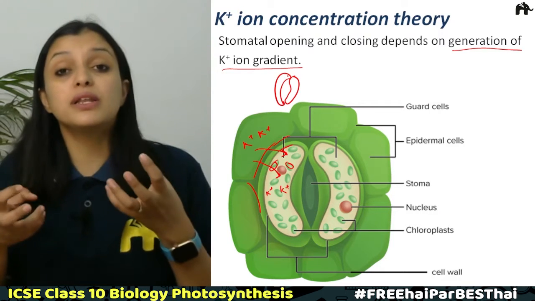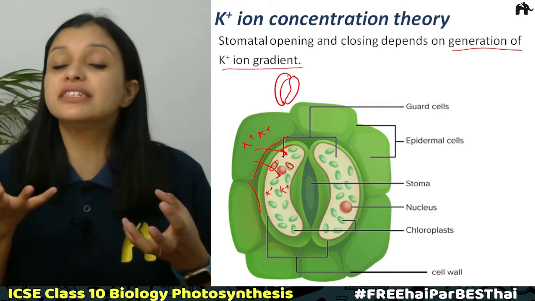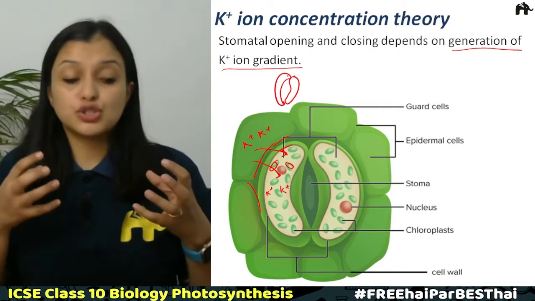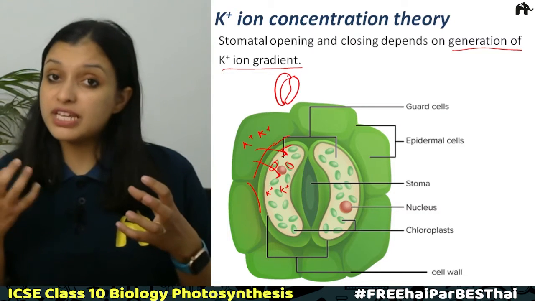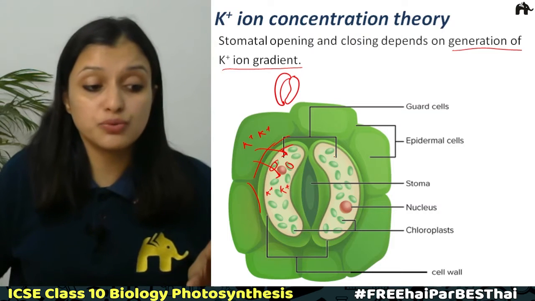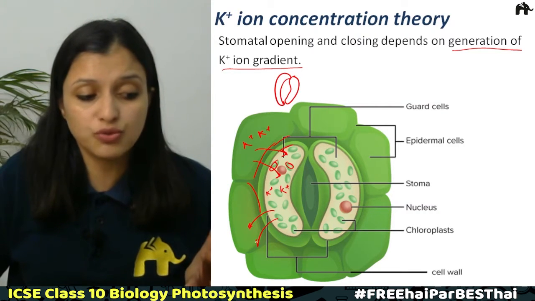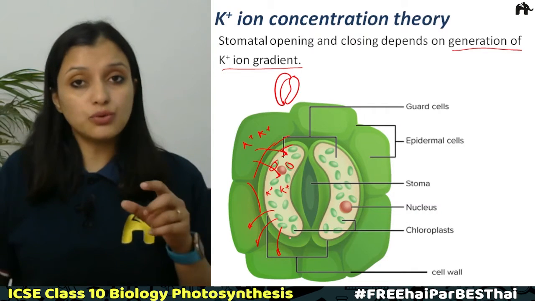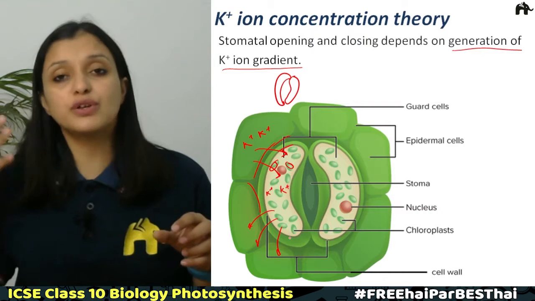Hence, they will lose the extra water that is inside these guard cells. Correct? Why are they losing water? Because the K positive ions which were initially present inside the guard cells will also start moving out. They will leak out into the surrounding cells, and hence water will also move out.